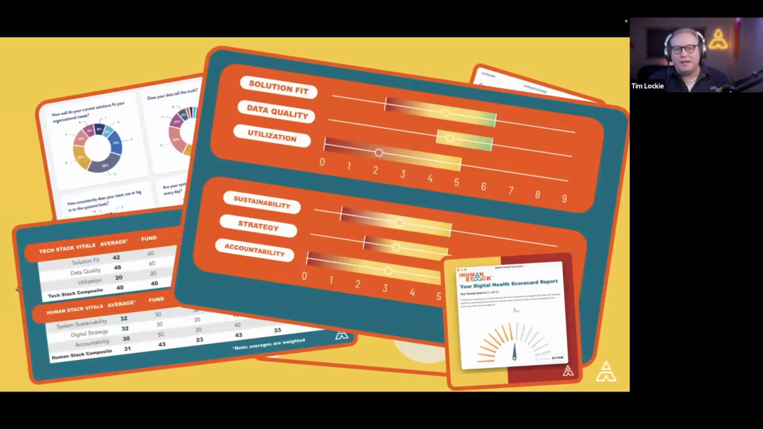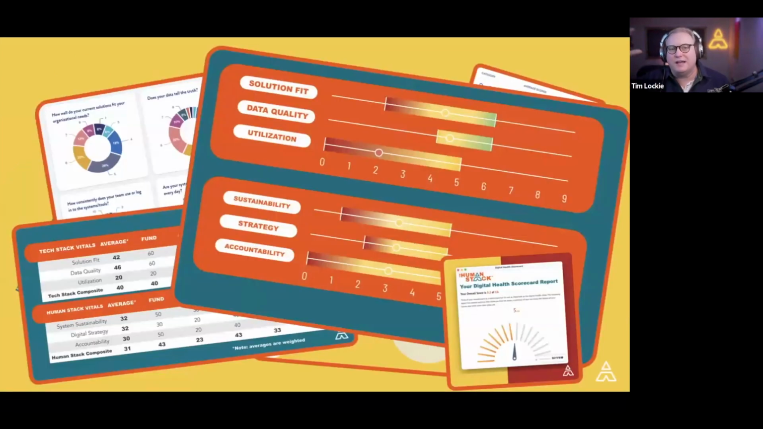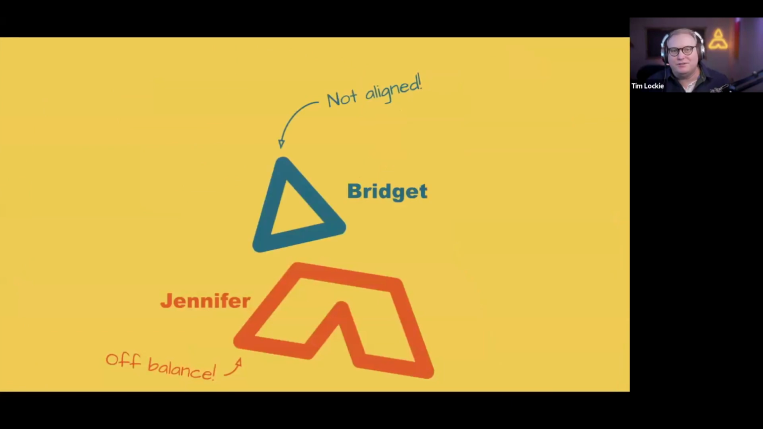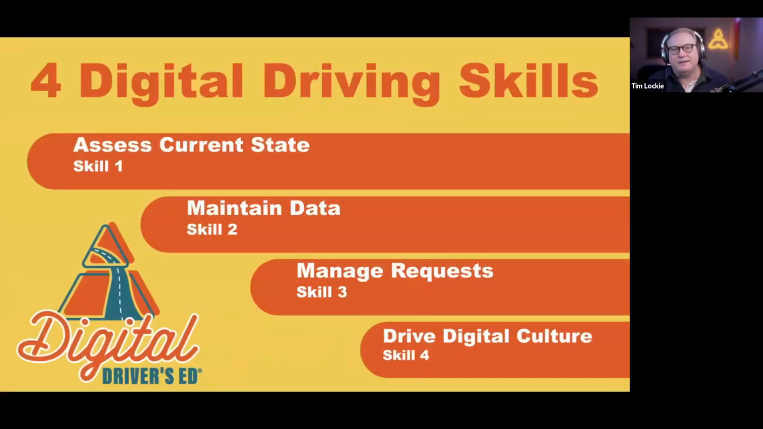All right, so picking up the story with Jennifer, what happened with Jennifer and her team was that they actually did their own work on understanding their organization, counting up their systems. They were using 48 systems, and by the time they were done, they were using 49 systems. And it wasn't too many. It was like what it took. They did do digital driver's ed.